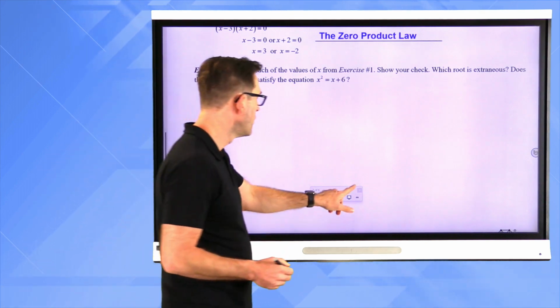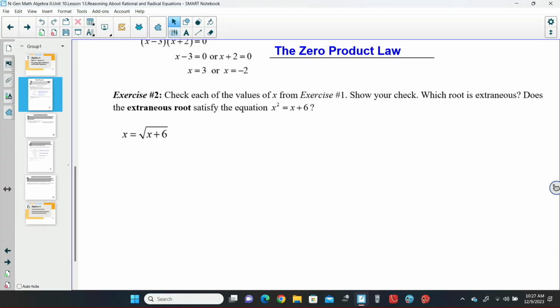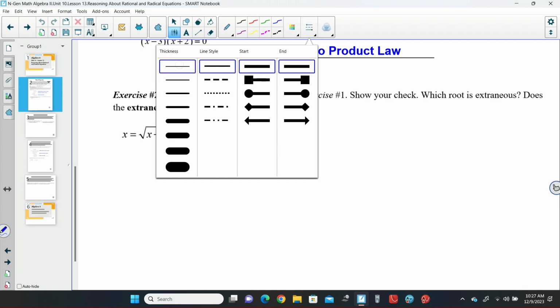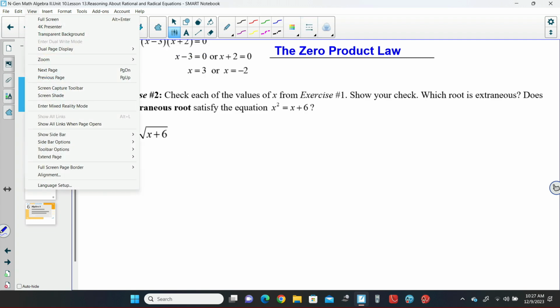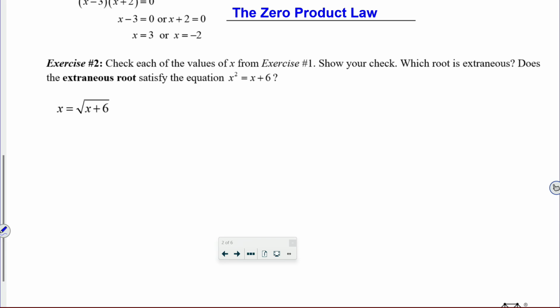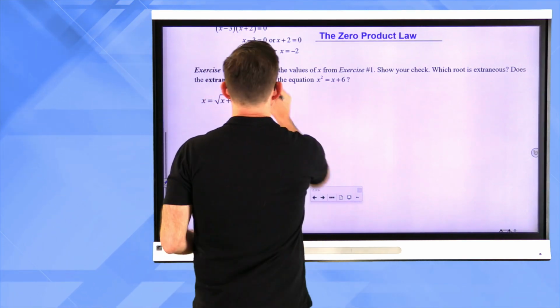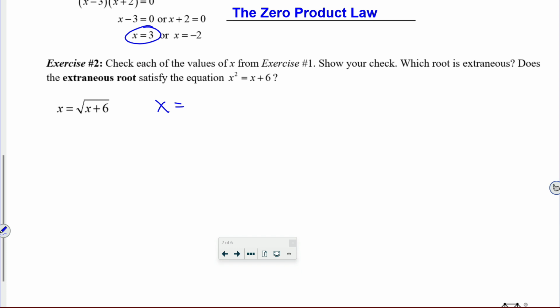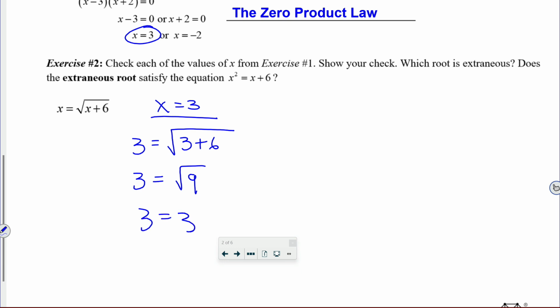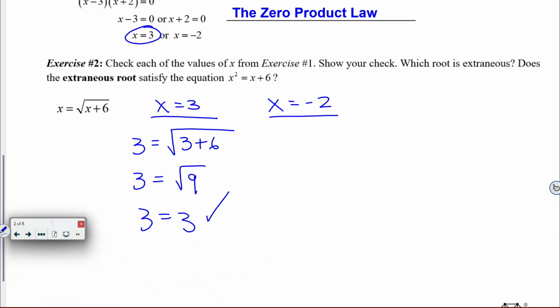All right, let's do it. First thing I've got to do is just change my pen because I know that it is the wrong line thickness. Let me go back into my video. And now let's do the check. Here we go. So first thing I'll do is check x equals 3 in my original equation. Simple enough. 3 is equal to the square root of 3 plus 6. 3 is equal to the square root of 9. And 3 is equal to 3. So that is a solution, which pretty much tells me the other one's going to be extraneous, given that I told you one was going to be extraneous.